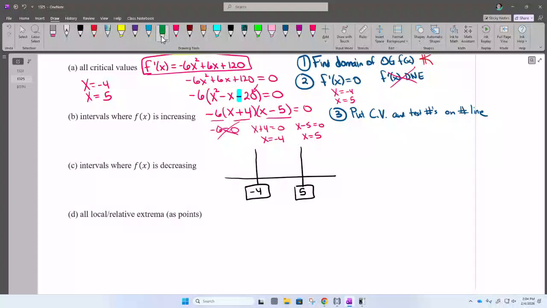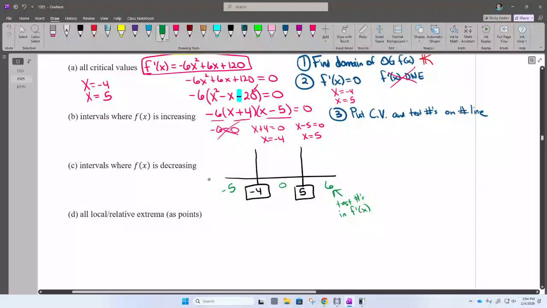Now I'm going to pick numbers to test. So I pick numbers to the left and right to test. So the numbers to the left of -4, anything, I'll just go with -5. Between -4 and 5, I'll go with 0. And to the right of 5, I'll go with 6. I want to test these numbers in the first derivative.